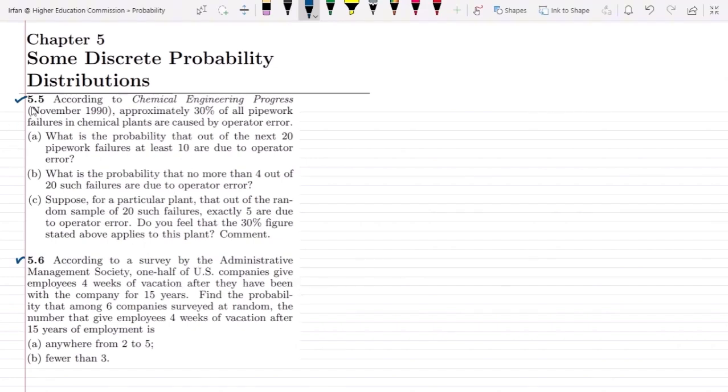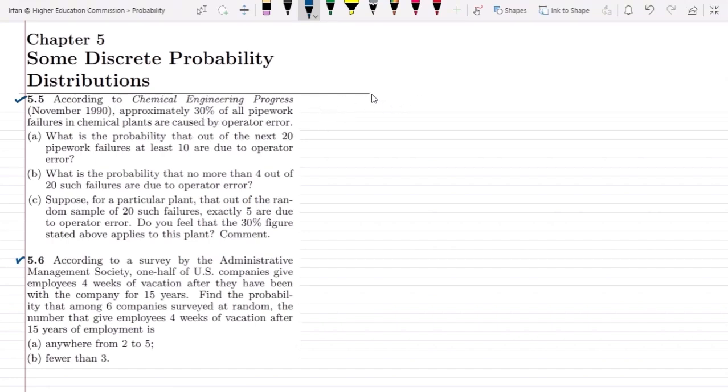So let us first go through question 5.5, and the statement of it is, according to Chemical Engineering Progress, approximately 30% of all pipework failures in chemical plants are caused by operator error. Okay, so this is basically the probability of the operator error.